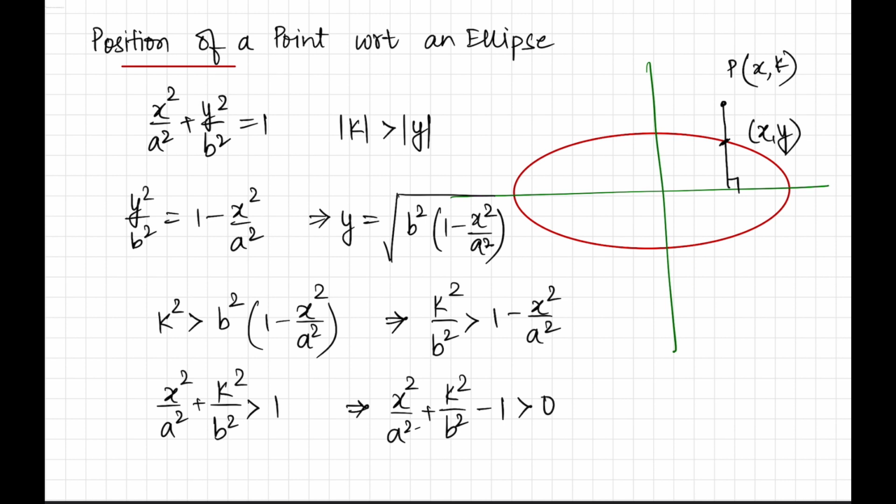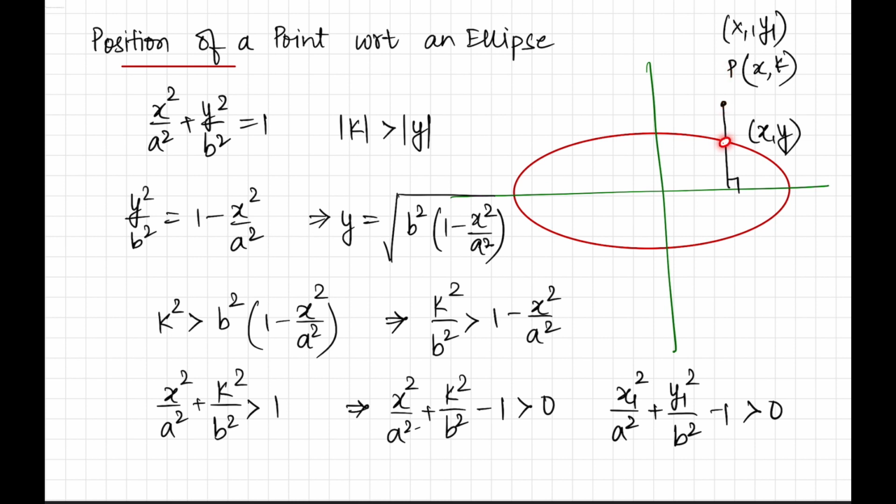So if instead of x, k, let us say we take x1, y1, this equation will become x1 square by a square plus y1 square by b square minus 1 is greater than 0. So this is the condition when the point lies outside.